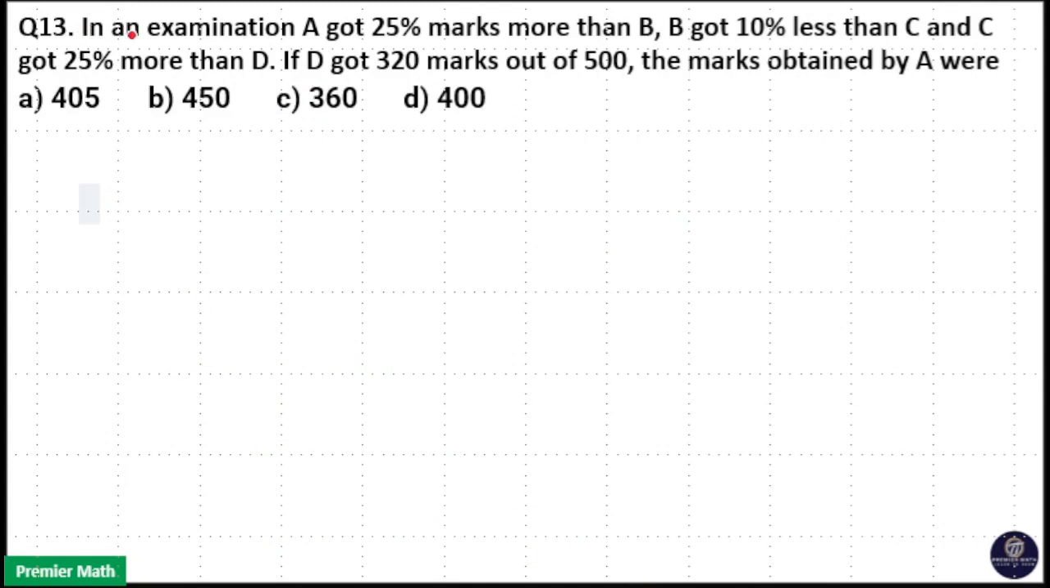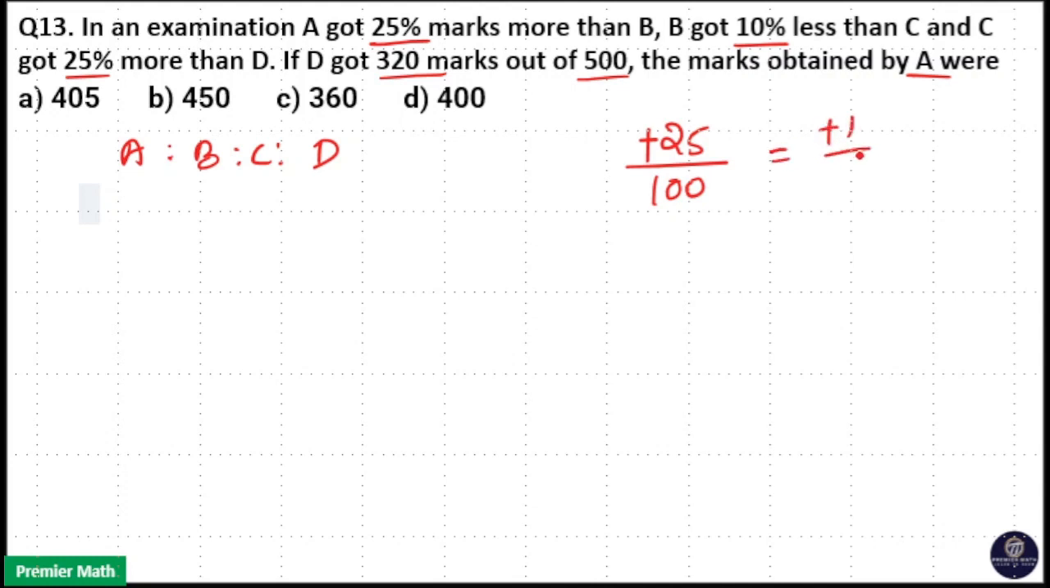Question number 13. In an examination, A got 25% marks more than B. B got 10% less than C, and C got 25% more than D. If D got 320 marks out of 500, the marks obtained by A were. So we have A, B, C and D here. A got 25% more means plus 25 by 100. That is plus 1 by 4. That is, if B got 4 marks, A will get 5 marks because 25% more marks.